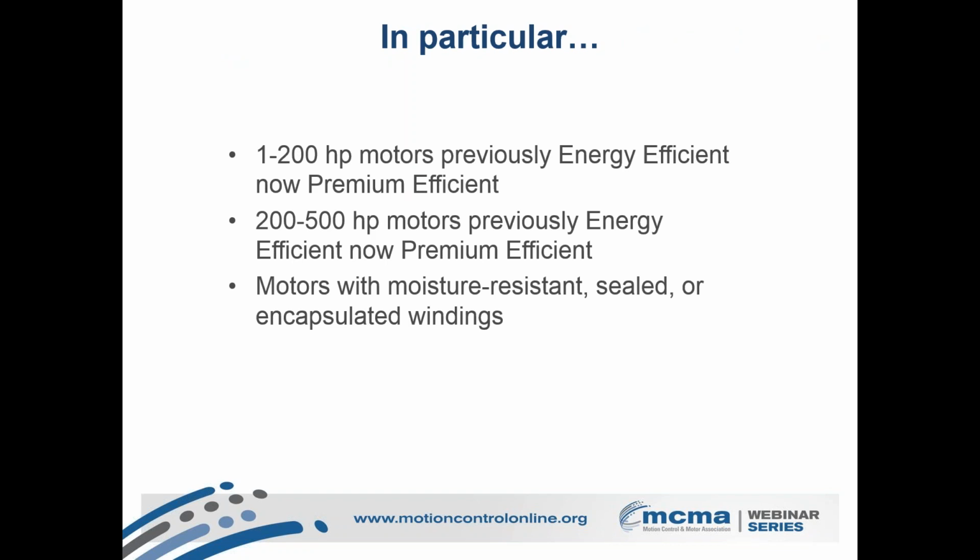And some of the key motors that got included: the second batch of 1 to 2 horsepower motors, they got pulled in under EISA as energy efficient. They now have to be premium efficient. Previously energy efficient 200 to 500 horsepower motors are now supposed to be up at premium efficient. Things like motors with moisture resistant and sealed or encapsulated windings, they have to go. 56 frame and closed motors, I didn't put on the full list here because it goes on forever. But 56 frame and closed motors, they used to be exempt, now they're premium efficient. As I mentioned, the fire pump motors are still covered.